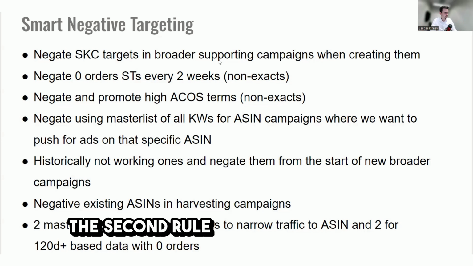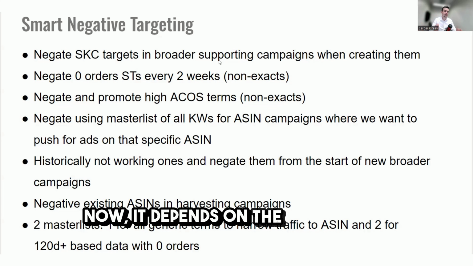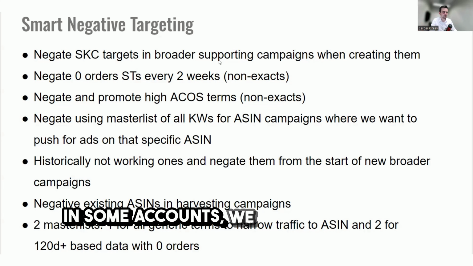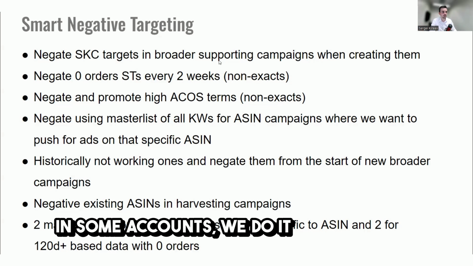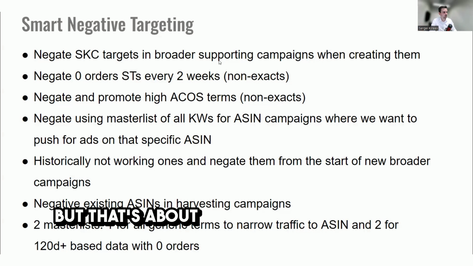The second rule is what we have right now. It depends on the account. In some accounts, we do it every 7 days. In some accounts, we do it every 14 days. But that's about negativing zero order search terms every period, right?